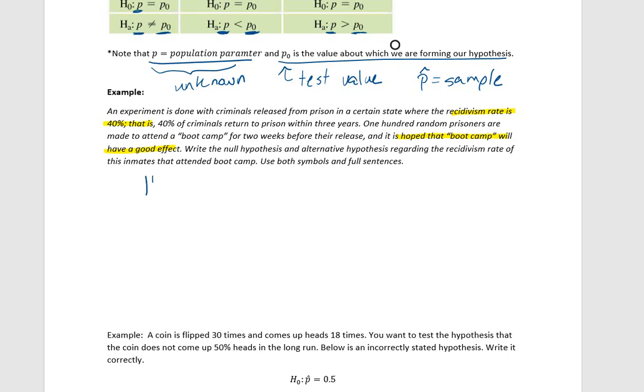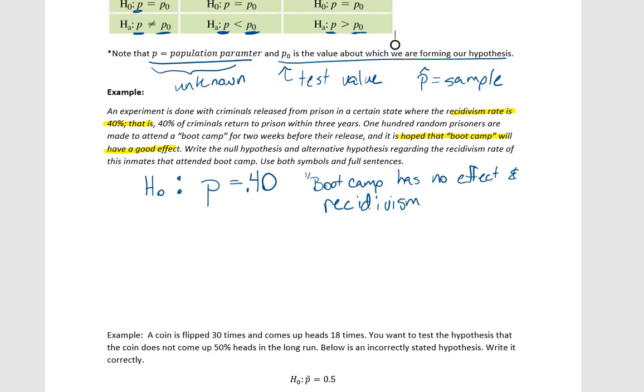So, our null hypothesis is that boot camp isn't going to have an effect, so we're still going to have a 40% recidivism rate. So, boot camp has no effect, and recidivism will still equal 40%. So we're assuming that nothing will change.